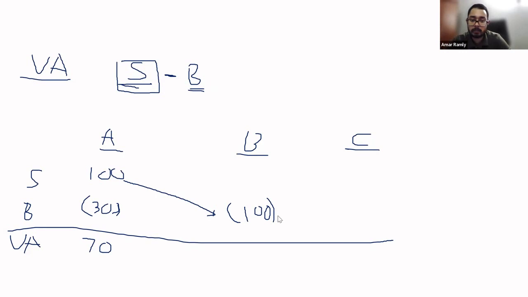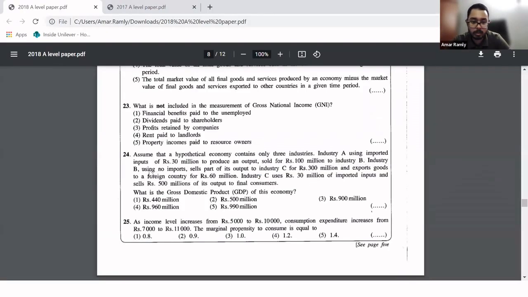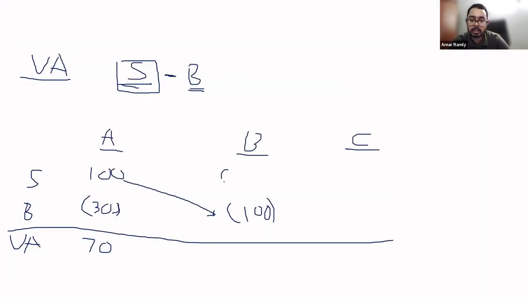So 100 here. Do they have any other costs? No. They said no imports. Output, how much is going to be the value? They're saying 300 they sell to industry C. There's 60 more that they're selling abroad. So 60 plus 300 becomes 260. Clear.